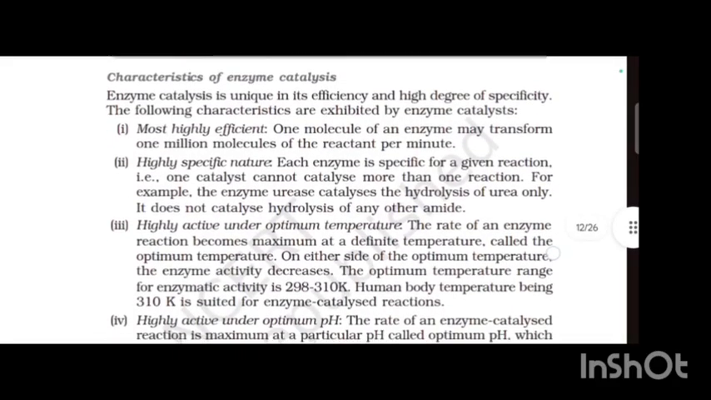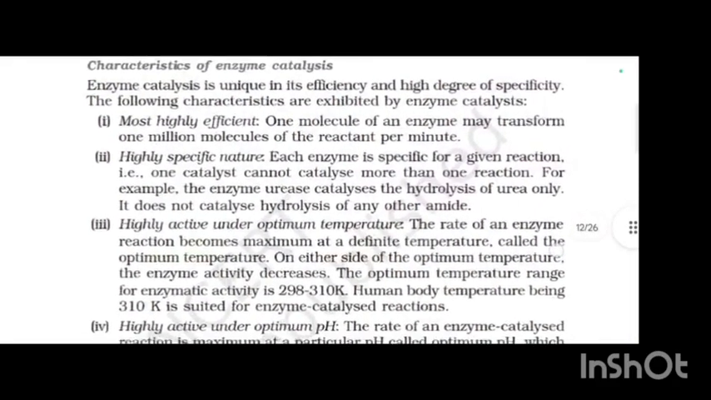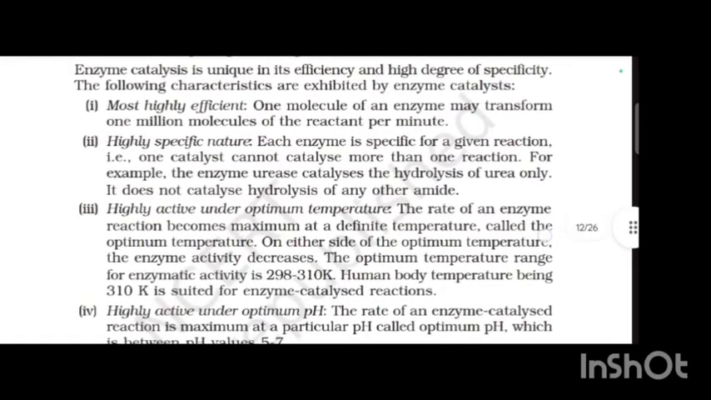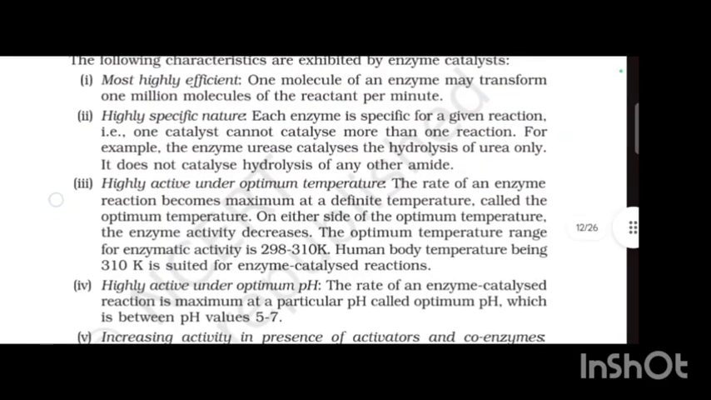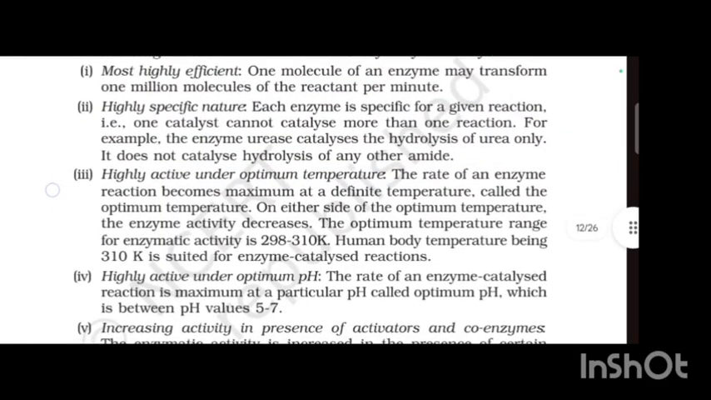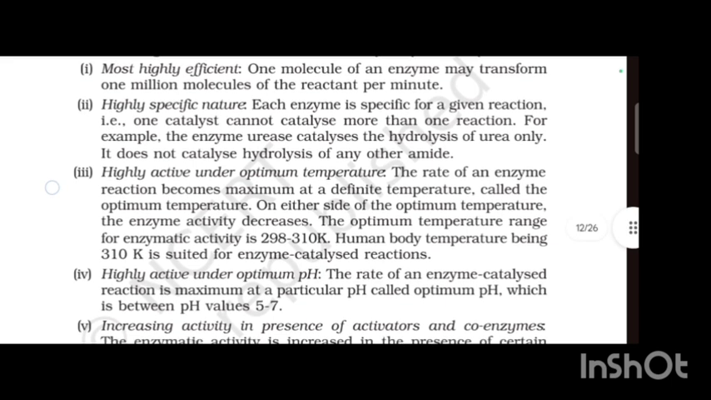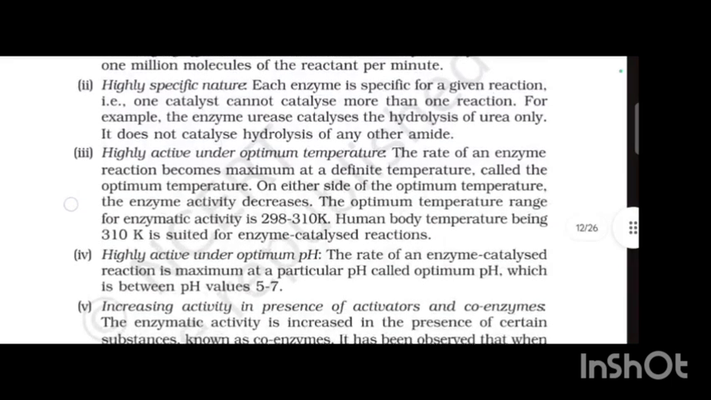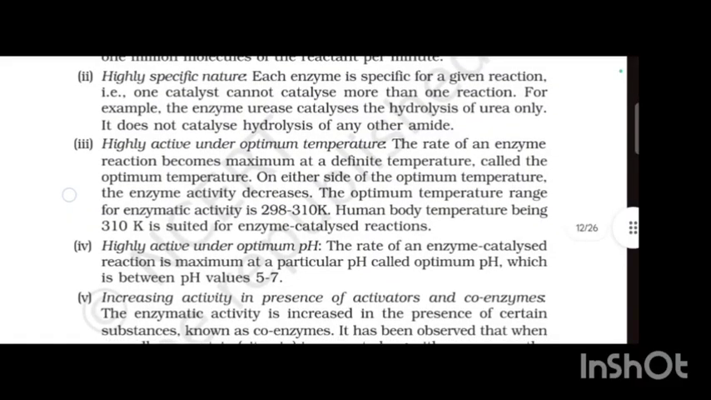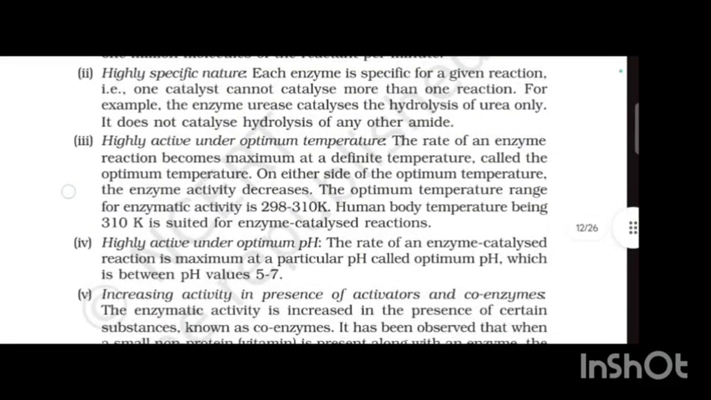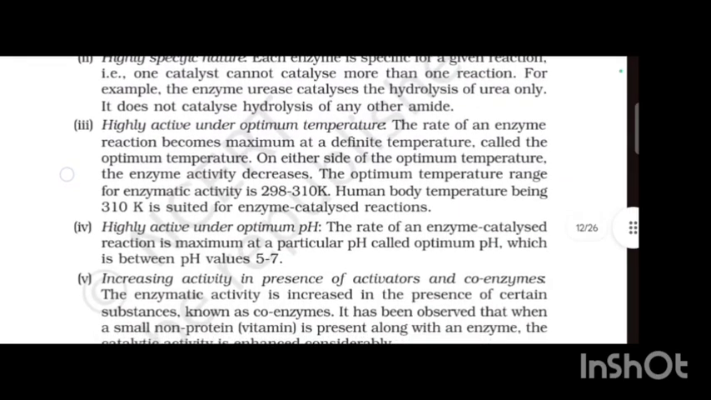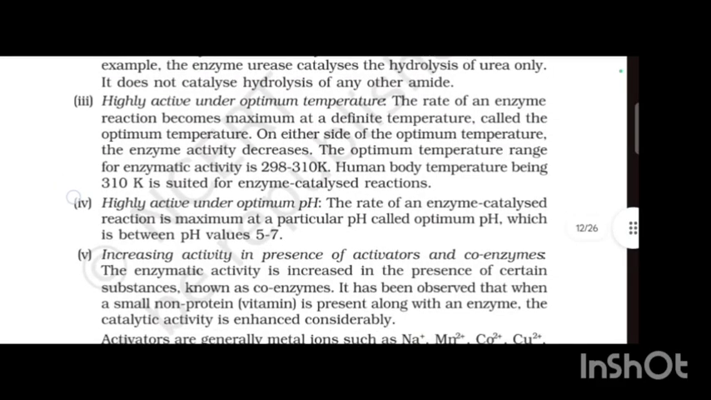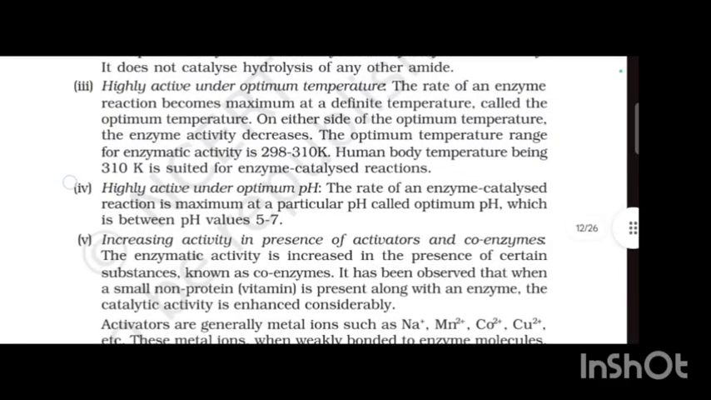Characteristics of enzyme catalysis. Enzyme catalysis is unique in its efficiency and high degree of specificity. The following characteristics are exhibited by enzyme catalysis. First, most highly efficient. One molecule of an enzyme may transform 1 million molecules of the reactant per minute. Second, highly specific nature. Each enzyme is specific for a given reaction, that is, one catalyst cannot catalyze more than one reaction. For example, the enzyme urease catalyzes the hydrolysis of urea only. It does not catalyze hydrolysis of any other amide.